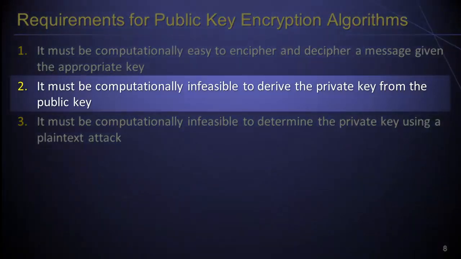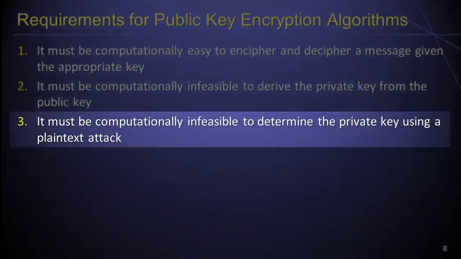The second major requirement for public key encryption algorithms is that it must be computationally infeasible to derive the private key from the public key. In a public key crypto system, the public key is freely distributed to unknown parties. Since the integrity of a public key crypto system is predicated upon maintaining the secrecy of the private key, deriving the private key from the public key must be so computationally time-consuming that attempting to do so would not be seen by malicious parties as a worthwhile undertaking.